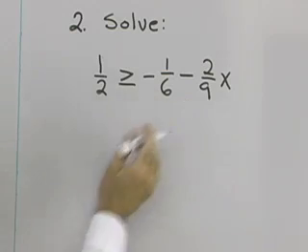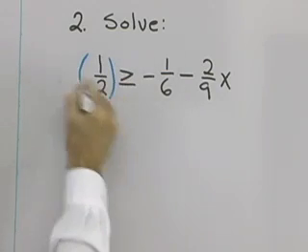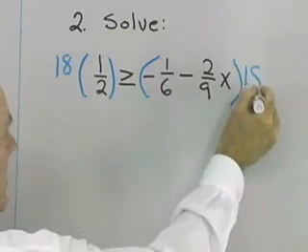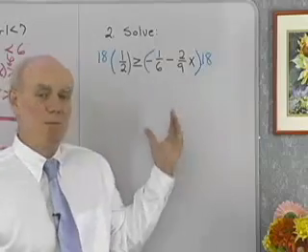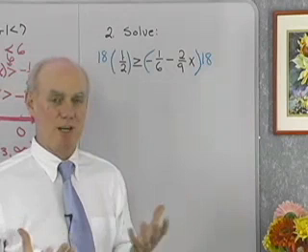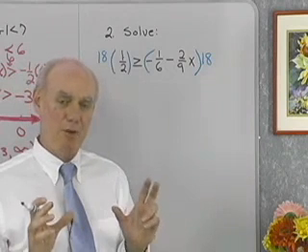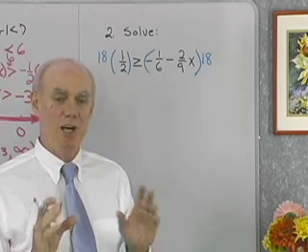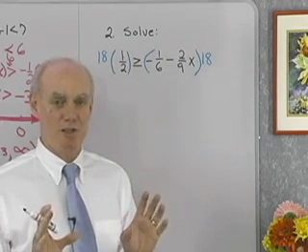That least common denominator is 18, so I'm going to multiply this side by 18, and I'm going to multiply this side of the equation by 18. Now, 18 is a positive number, so I don't have to worry about reversing the direction of the inequality symbol. Anytime I multiply both sides by a positive number or divide both sides by a positive number, the inequality always points in the same direction it was pointing.